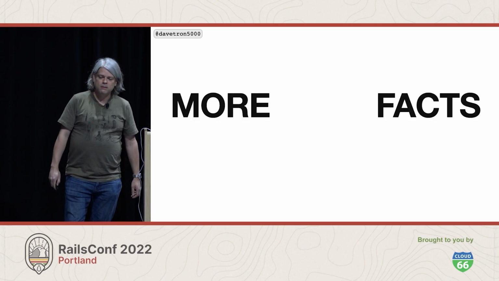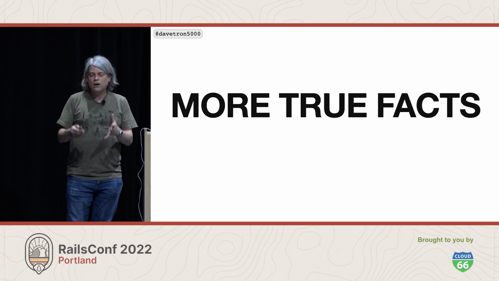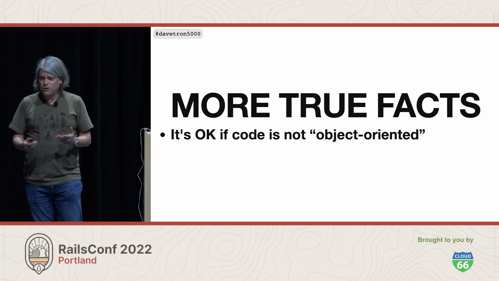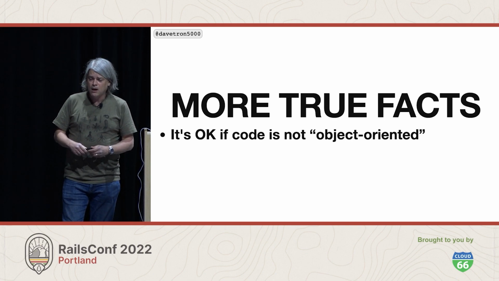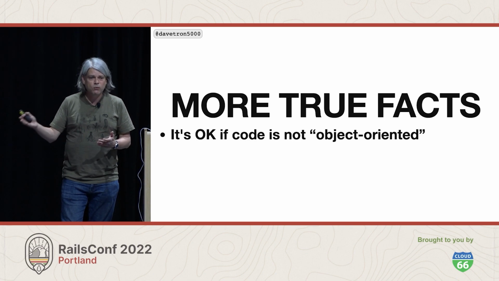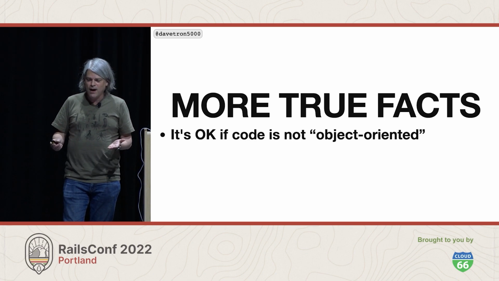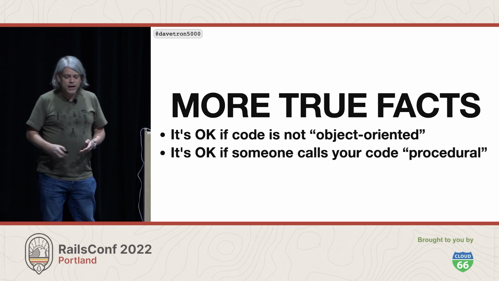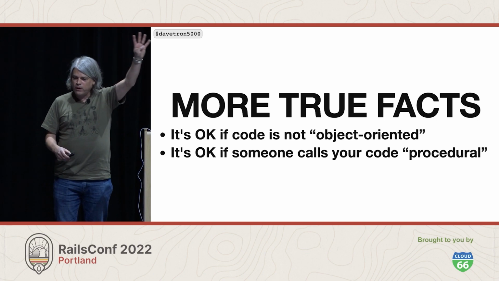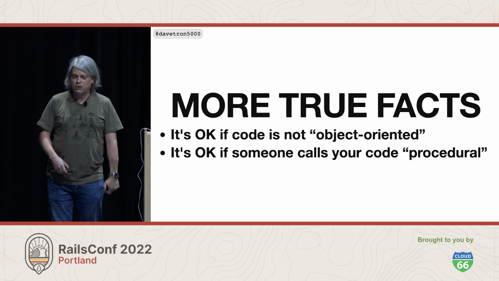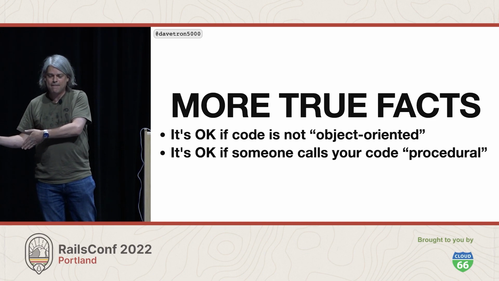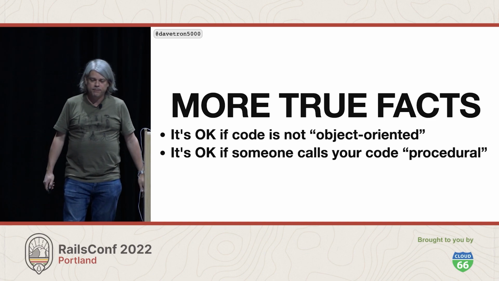Okay, more true facts about the beauty, the ugliness of the code. It does not matter if your code is object-oriented. Rails is not very object-oriented if you think about it. But if this is important to you, there's a lot of definitions of object-oriented code. You can just go find the one that you want and use it. It's okay if someone calls your code procedural, right? How many letters are in procedural? Are there 4 letters? No, there are not 4 letters in procedural. Sometimes a thing has to happen before another thing, and that's fine, totally fine.